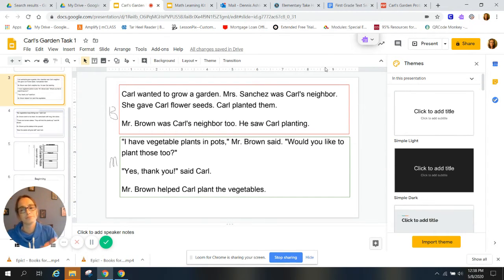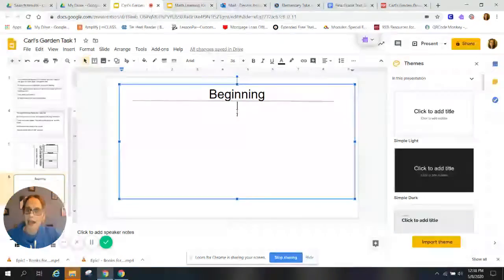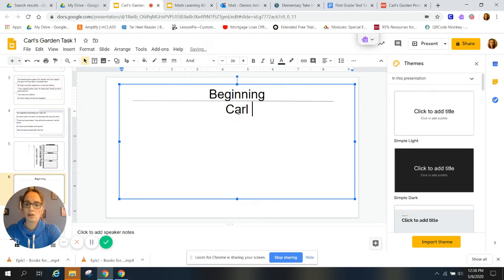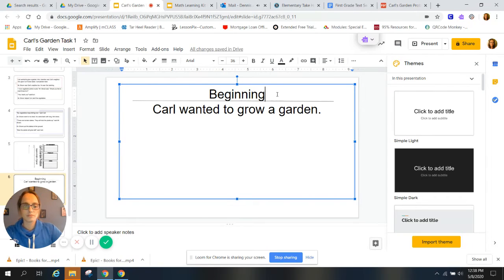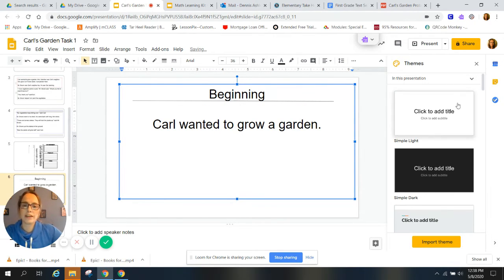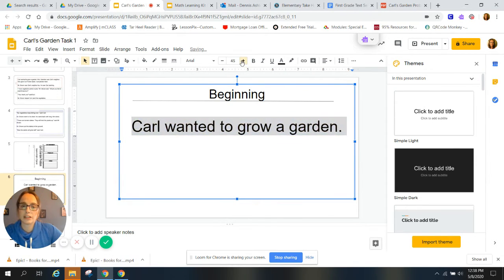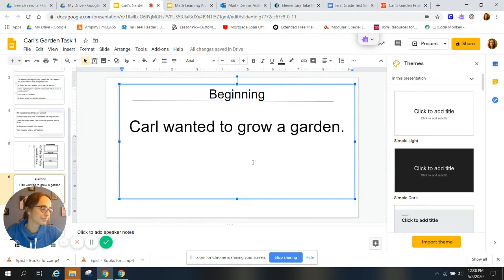Carl wanted to grow a garden. Good job. So that's what we're going to add here to our graphic organizer. Carl wanted to grow a garden. So I'm going to leave that here, and I can make it a little bit bigger for you if you need it. So you can take a few seconds here to copy it. Great job. If you need some more time copying it, just pause the video before we go on.